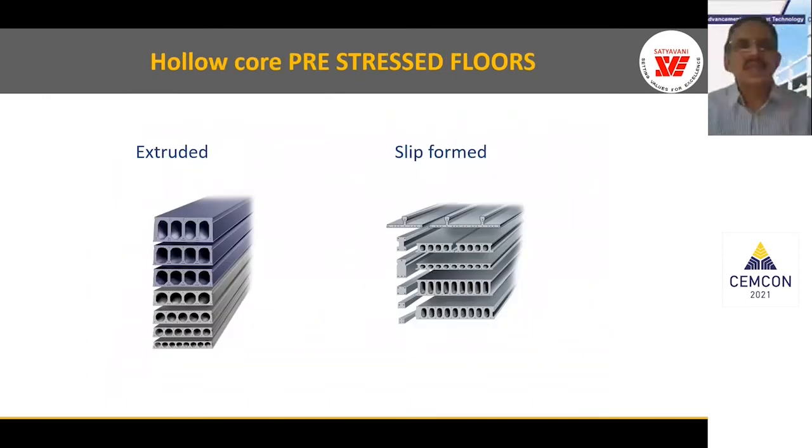And the extruded type of panel, like hollow core and slip formed panels for the slabs, you can see the difference. And normally these extruded ones will have very little steel, used only for pre-tensioning in the hollow core panels.